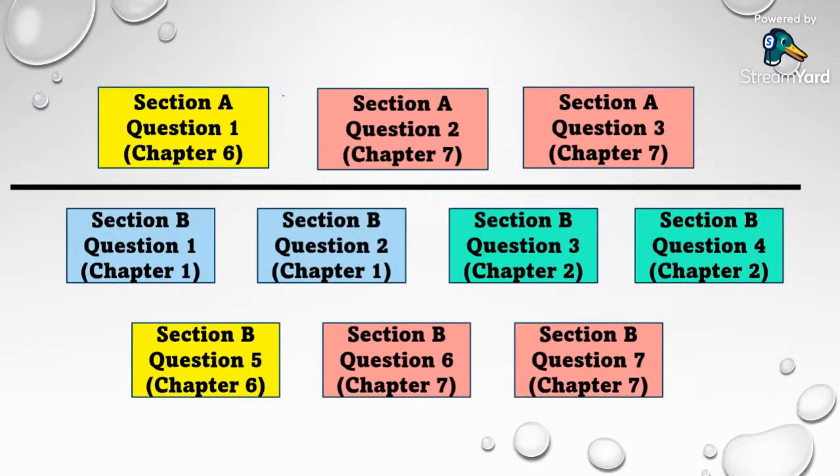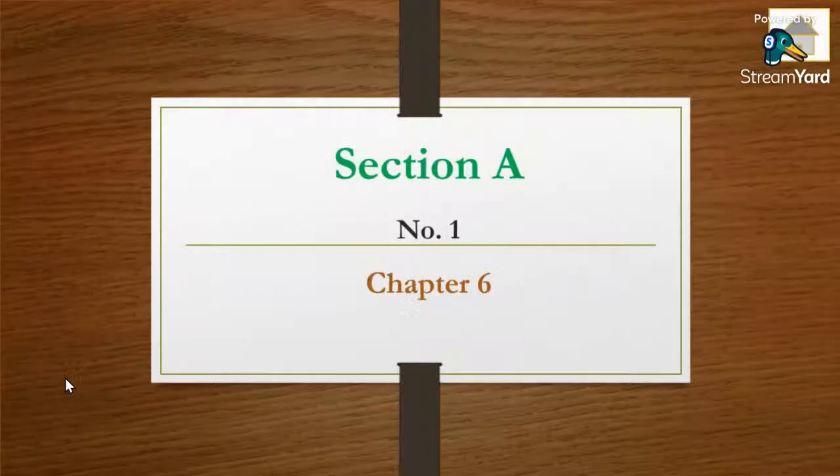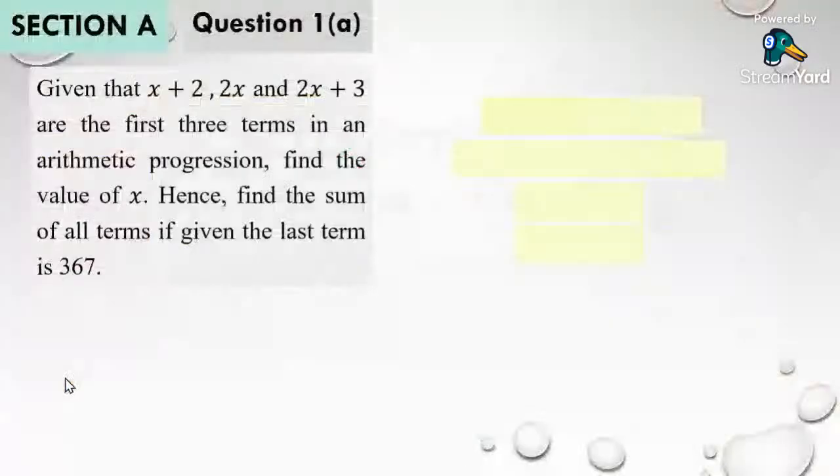Next, I want to refer to chapter 6. Let us refer to question number 1 on section A. Given that x plus 2, 2x, and 2x plus 3 are the first 3 terms in the arithmetic progression, find the value of x. Hence, find the sum of all the terms given the last term is 367.